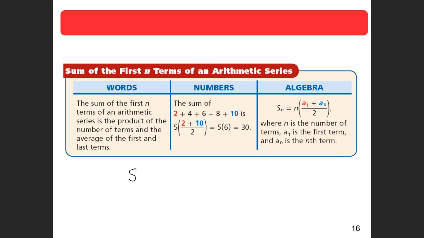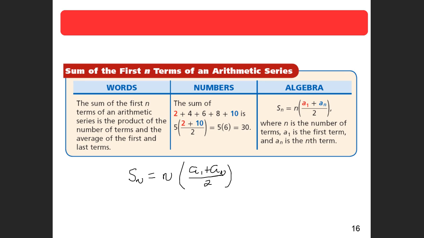S of n, the sum of the number of terms, is equal to n, which is the total number of values that you're adding together, times a sub 1 plus a sub n, so the first term plus the last term, divided by 2. Okay, so let's see if this works.